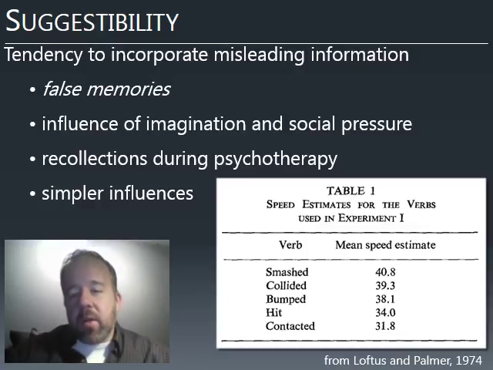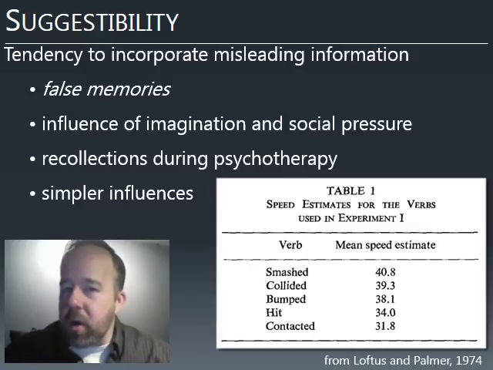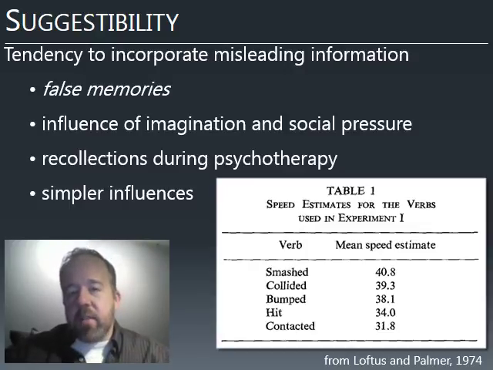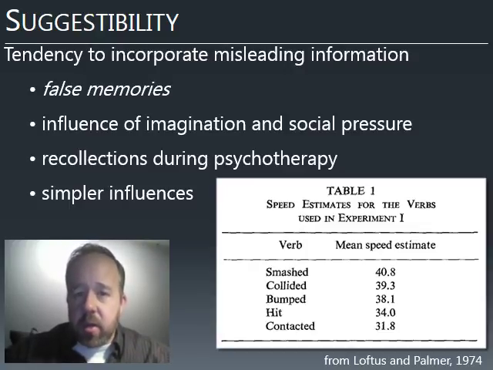All the participants saw the same video; they'd witnessed the same events. But what Loftus and Palmer did was change a single word in the question. So they asked how fast the cars were going when they smashed into each other, or when they collided into each other, or when they bumped into each other. And the verb that was used had a big impact on that estimate.